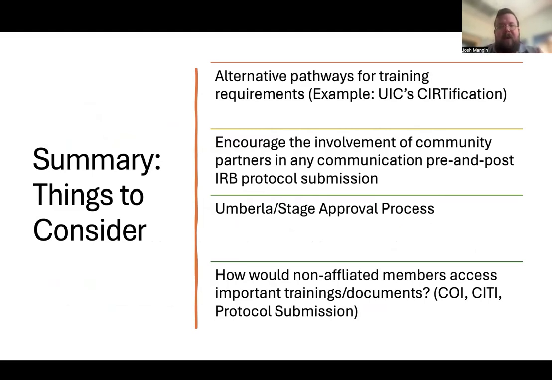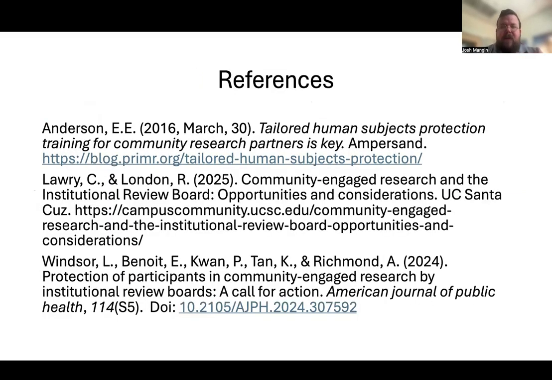So, things to take away: what are some alternative pathways for training requirements? Is CITI appropriate? Do we want to use the certification from University of Illinois Chicago, or maybe we develop our own training within our institution? Encourage the involvement of community partners in any communication pre and post IRB protocol submission. Maybe we're going to do a different stage of protocol approach or approval process. And then finally, how would non-affiliated members access important training documents?